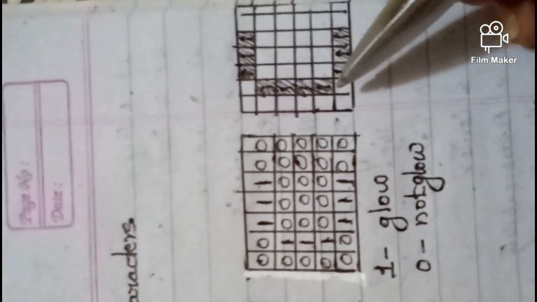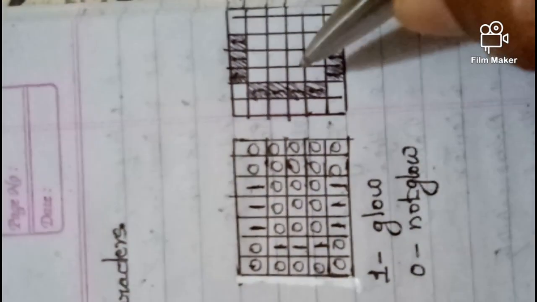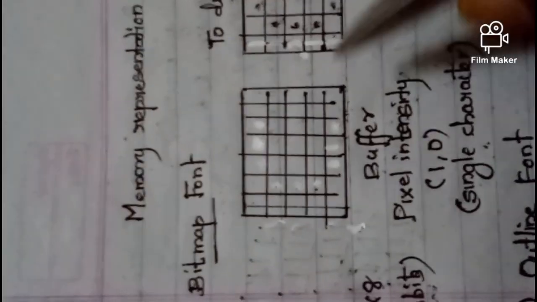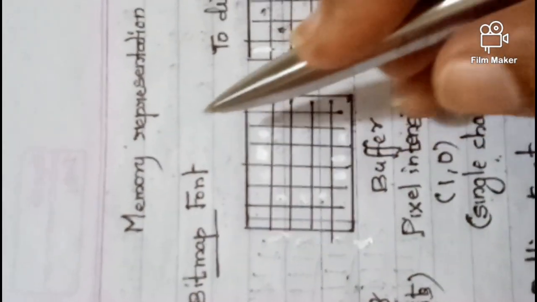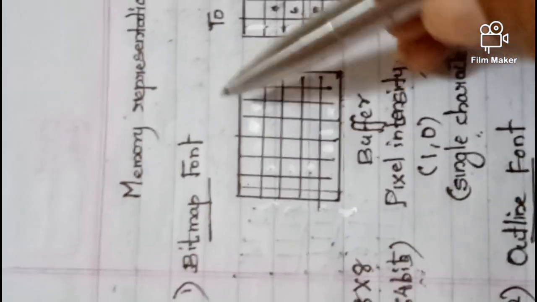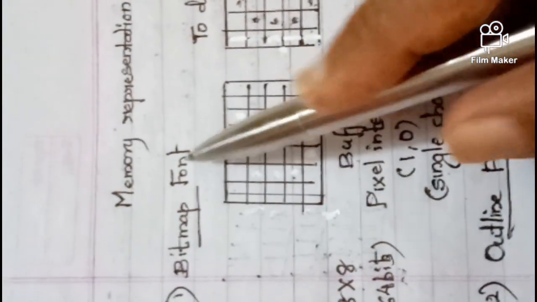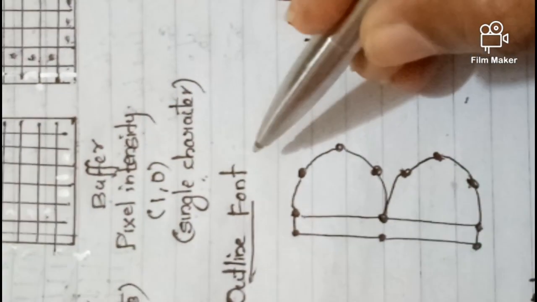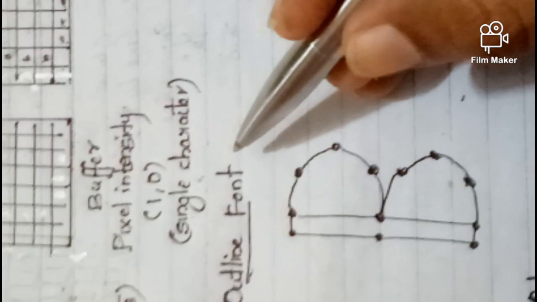So in this way, to display a particular character on the screen, we use ones and zeros in the buffer to get the character represented in memory. So this is all about Bitmap Font. Let us move on to the second one. It is Outline Font. It is quite simple.